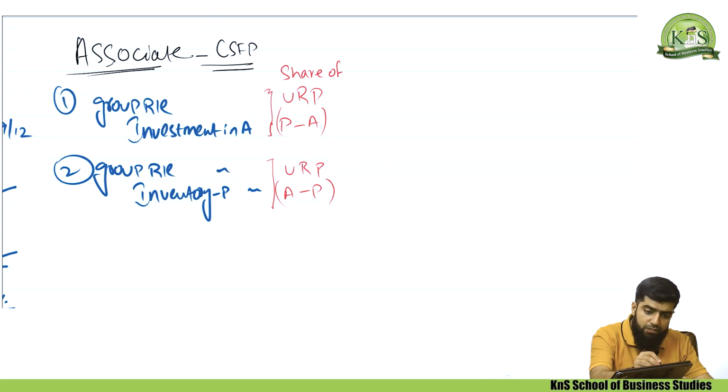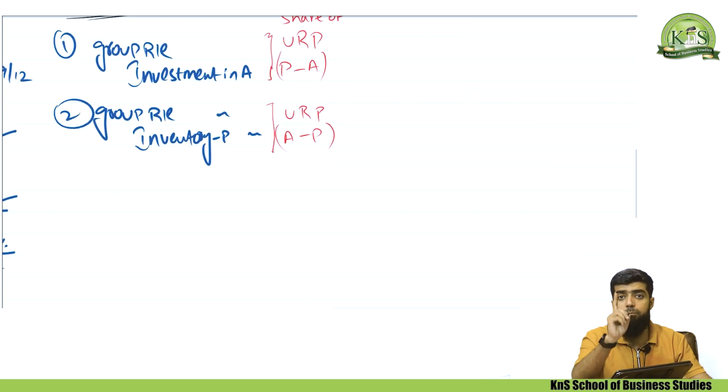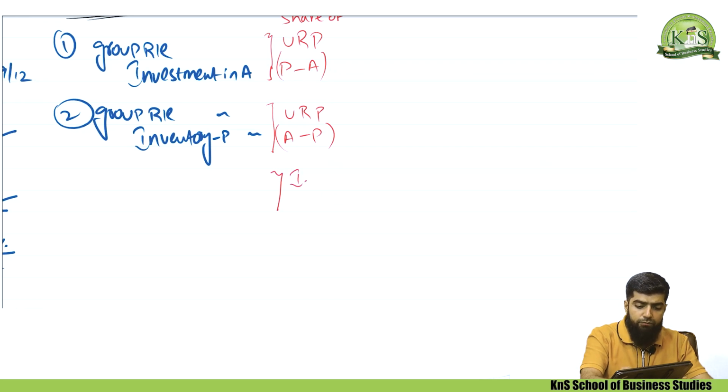Okay. Another adjustment that the examiner might ask you for is the impairment loss of the associate company. For example, if the investment in associate is impaired, that is the impairment loss of investment in associate.